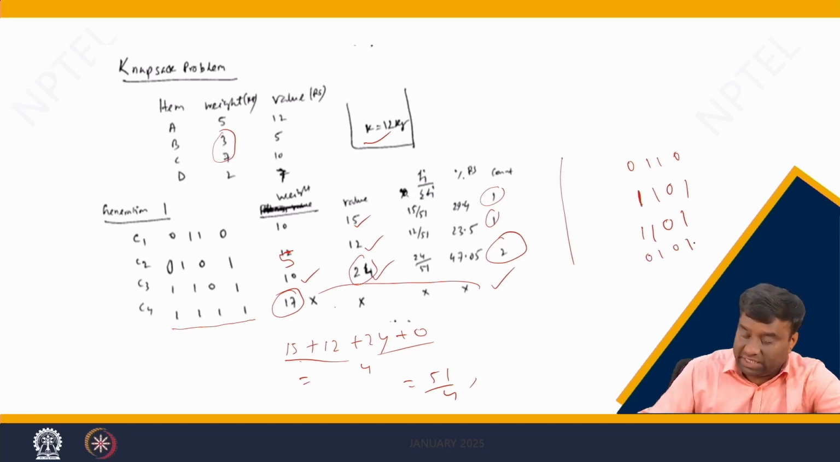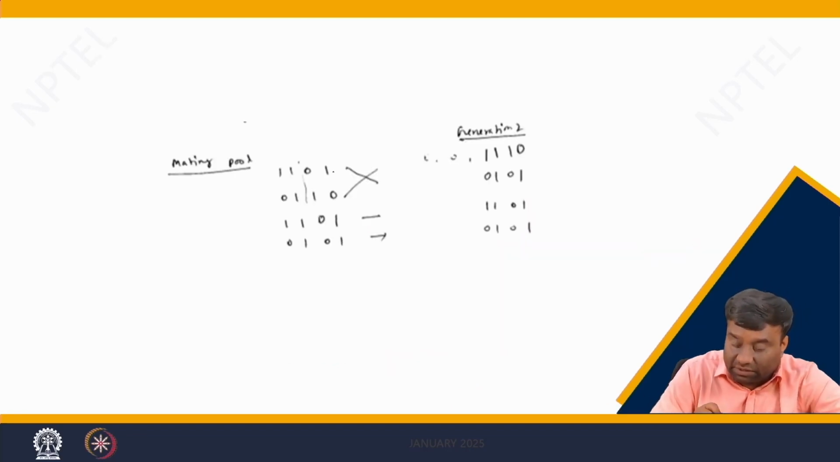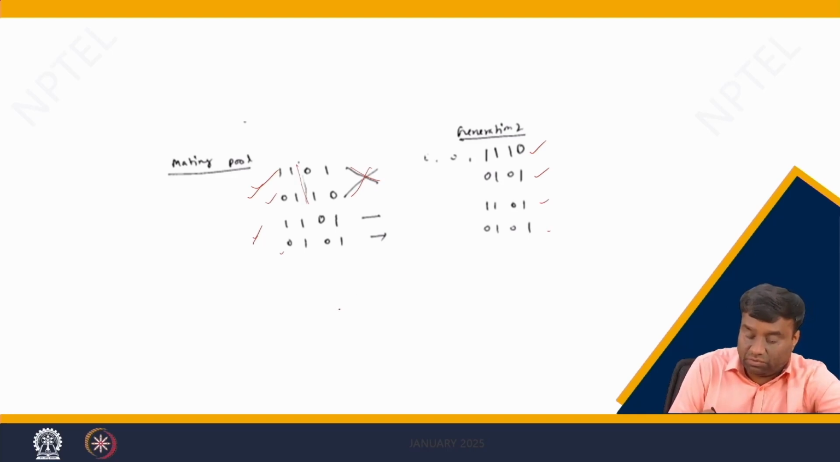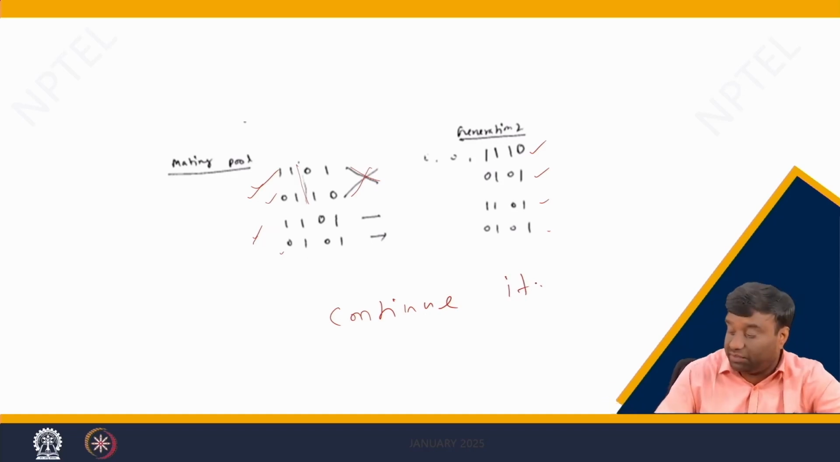So we are writing the next iteration. Here 1 1 0 1 is selected for 2 times, this is selected for 1 time, this is selected for 1 time. Now we apply the crossover, so that is generation 2. In this way you can continue it. So this is the example of the knapsack problem.